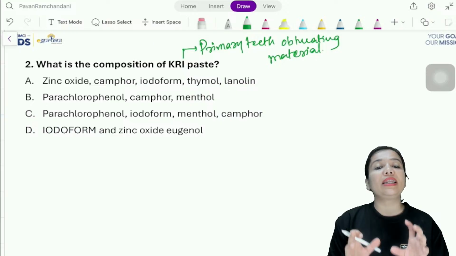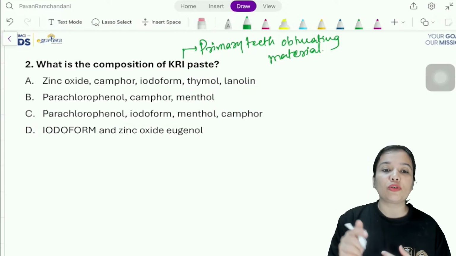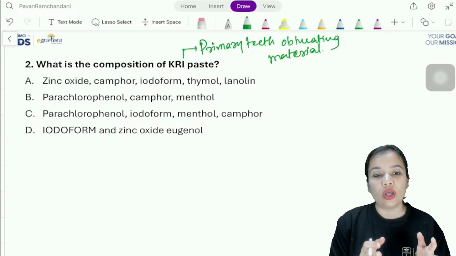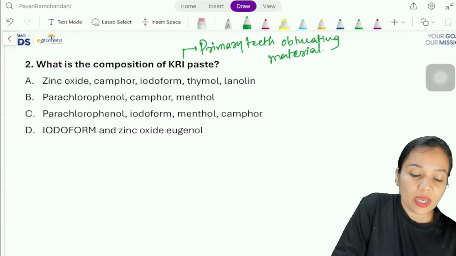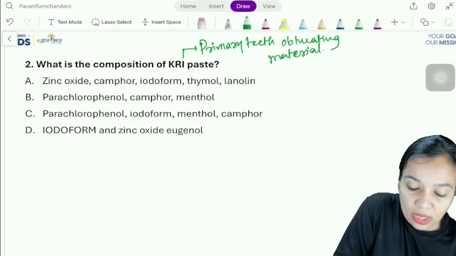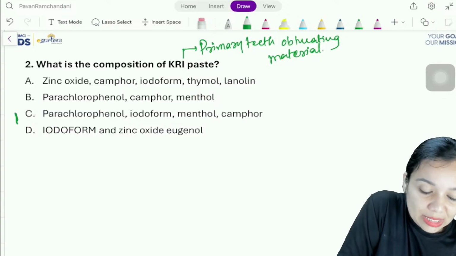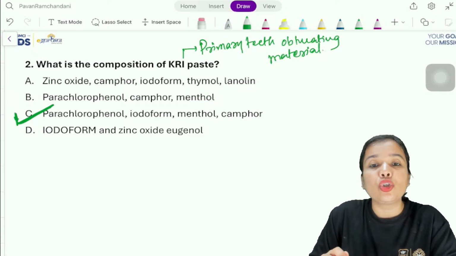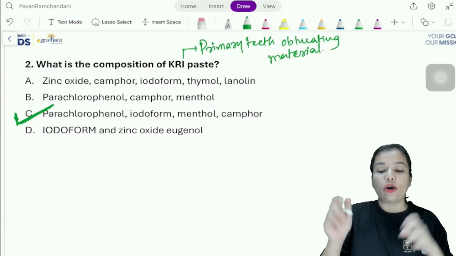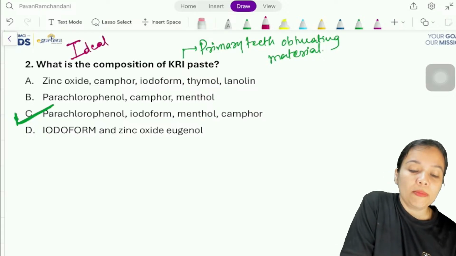So what exactly is the composition of the KRI paste? The KRI paste is composed of parachlorophenol, iodoform, menthol and camphor. Okay, so there is parachlorophenol, iodoform, menthol, and camphor. So the option C here is the correct answer. So KRI paste is known to be the ideal obturating material. So what is it? It is an ideal obturating material.